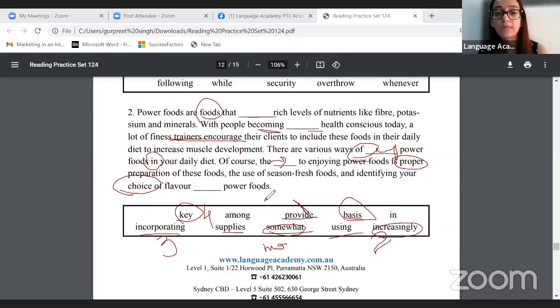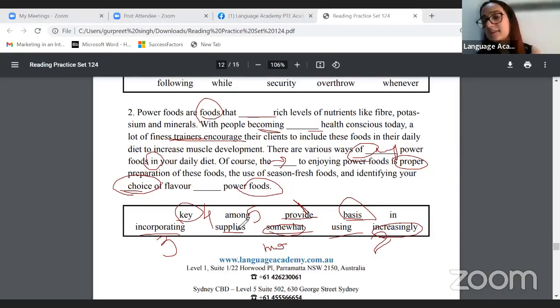And when we have a plural noun and options, we can go with among. You have to choose your flavor among the power foods. It means you have a variety, and you can choose the particular flavor that you like. So among power foods means out of the power foods available. Right? So these are the answers.